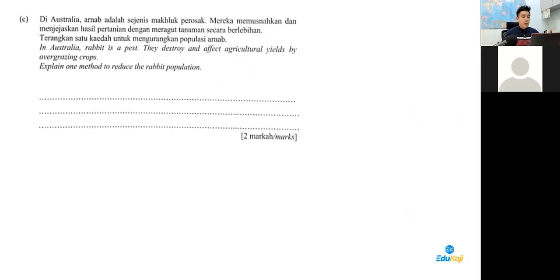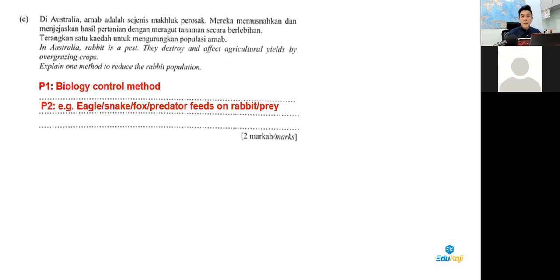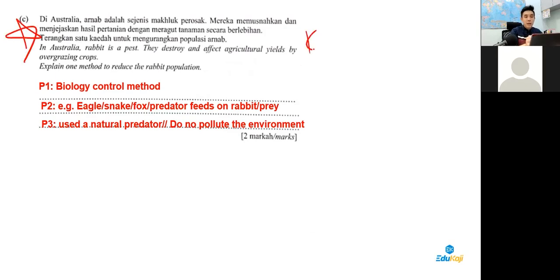Now, in Australia, rabbit is a pest. They destroy and affect agricultural fields. So one method is the biological method. Sounds funny, but we rear snakes, or even eagles, which is better. This is a natural predator and does not pollute the environment. Okay, this is much better, but not so common now, guys.